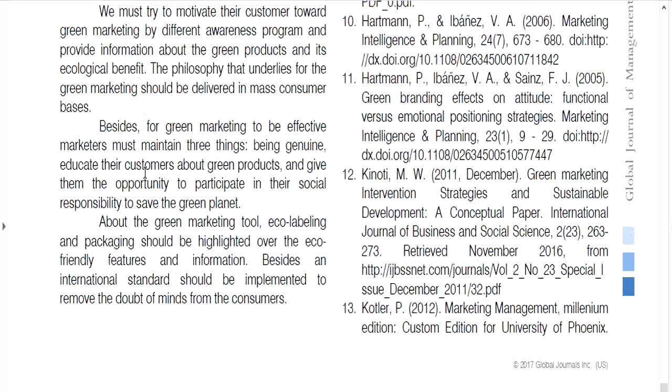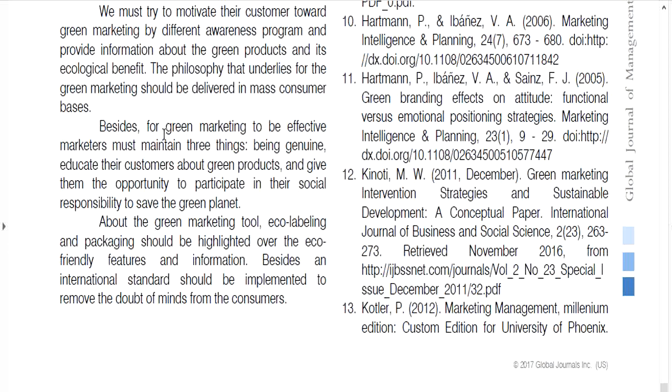If we move ahead to the second last paragraph, this says that for green marketing to be effective, marketers must maintain 3 things. Number 1, being genuine. Number 2, educate their customers about green products. And number 3, give them the opportunity to participate in their social responsibility to save the green planet. So from here we can find three gaps, I must say, because it's telling that green marketing, to be effective, marketers must maintain three things. So you can connect the study: if you want to be an effective marketer, what things should you maintain? This is a question which arises from here.